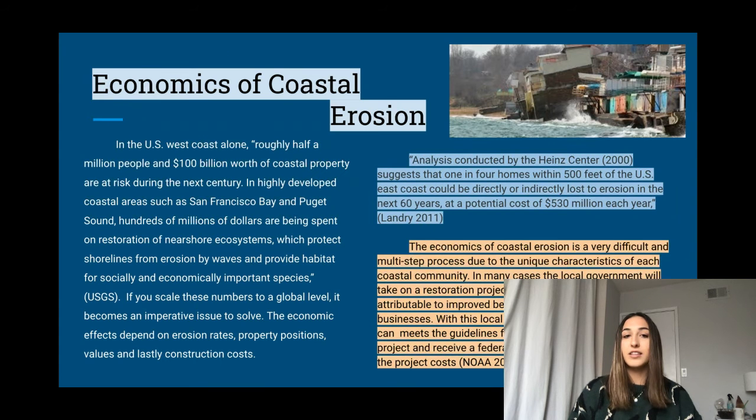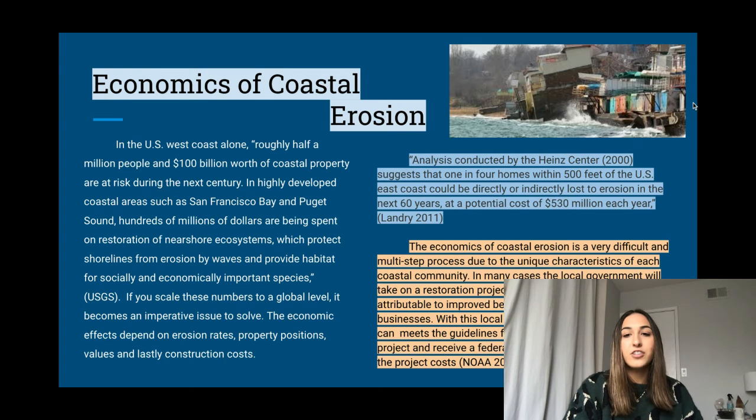The economic effects of coastal erosion depend on the erosion rates, property positions, values, and lastly, the construction costs. Now, the economics of coastal erosion is a very difficult and multi-step process because each coastal community is very unique. In many cases, the local government will take on a restoration project because increased visitation is attributable to improved beaches and will benefit the local businesses. With this local economic stimulation, a community can meet the guidelines for a public beach replenishment project and receive a federal subsidy that amounts to 50% of the project costs.